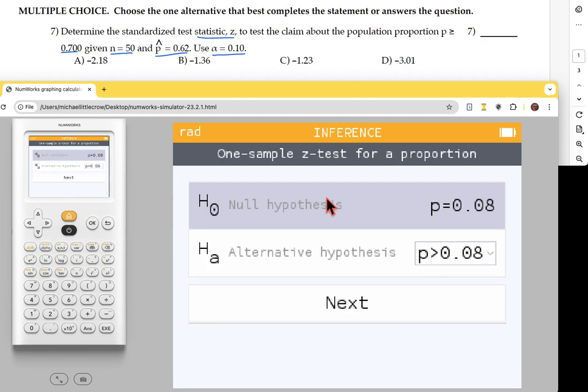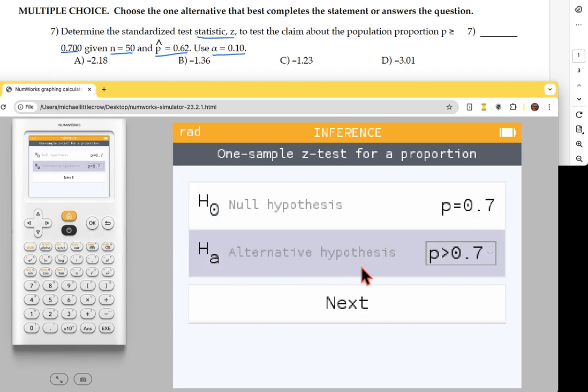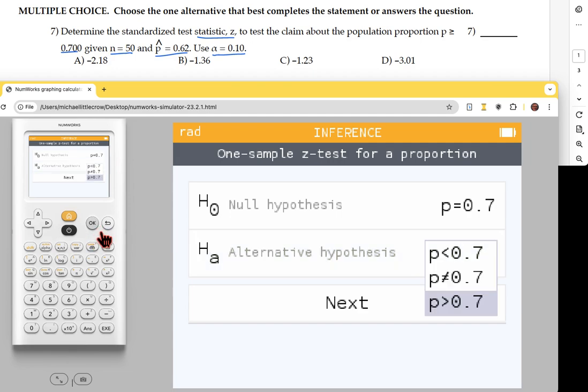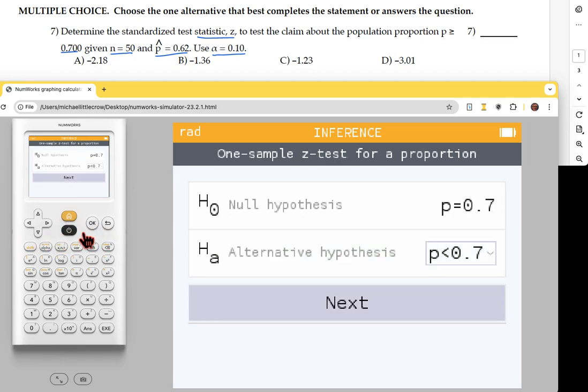Our null hypothesis, well, if p is greater than or equal, remember the equal is always going to be the null. So our calculator has p equal 0.7, 70%, and that makes the alternative the complement. So if the claim or the part with the equal is greater than or equal to, the alternative has to be the complement of that, the opposite of that. So it's going to have to be p is less than 70% when we run this test.